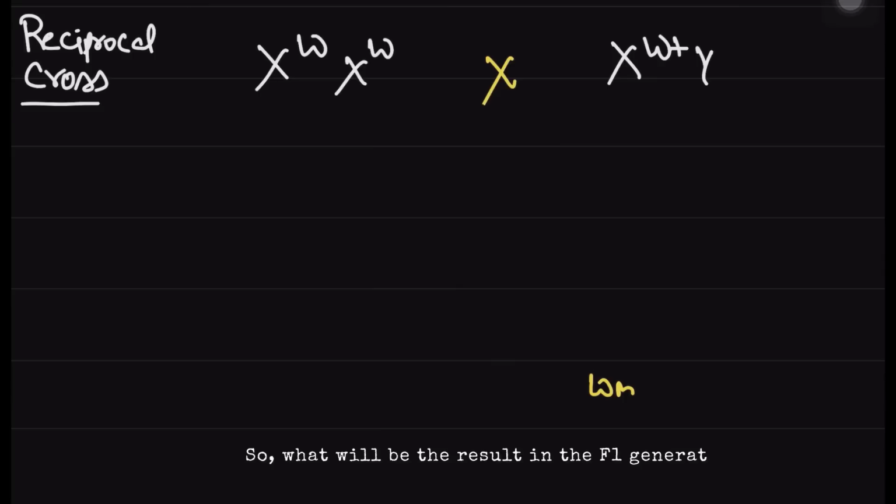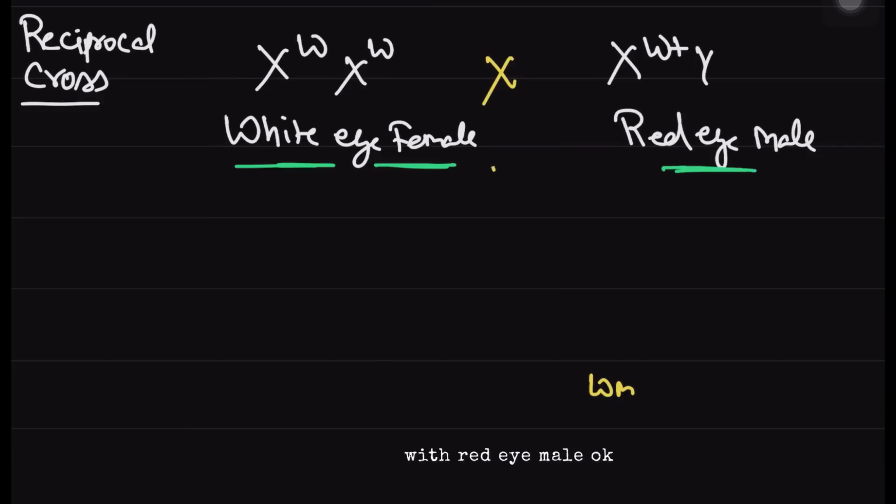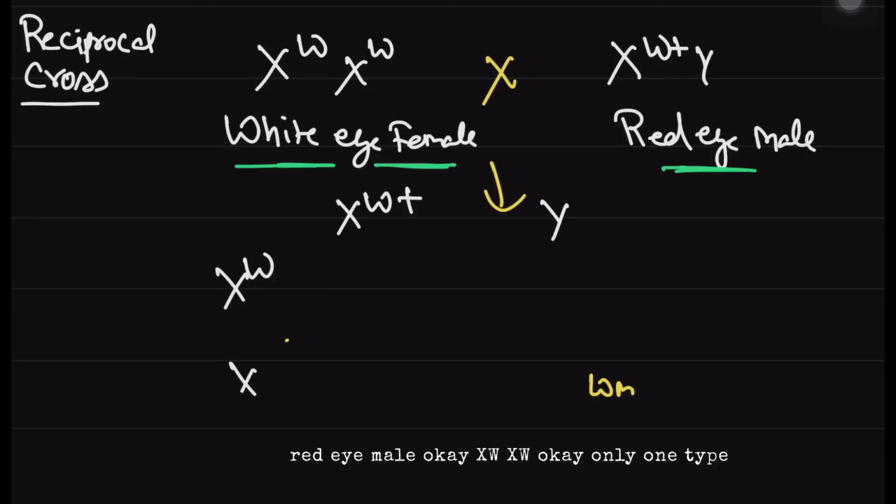Okay, so what will be the result in the F1 generation? Here we have crossed a white-eyed female with a red-eyed male. Now try to see what the result can be. This can be explained like this: the red-eyed male will produce XW+ and Y gametes. Only one type of gamete, XW, will be produced by the white-eyed female.